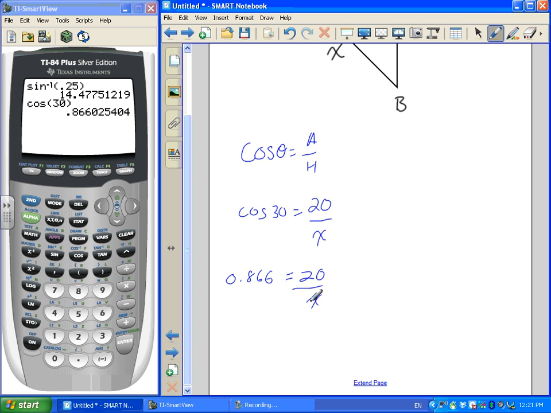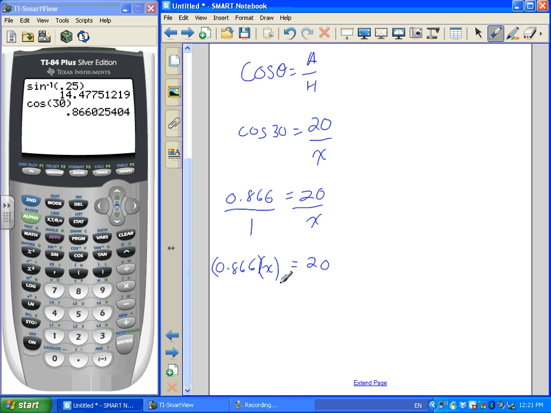Now this is the tough part where many of you guys are getting confused. I need to isolate x. X is by itself on the bottom of a fraction. So you can think of this as a fraction, in which case I'm going to cross multiply. But now when I cross multiply 1 times 20, what happens? It's just 20. But when I cross multiply 0.866 times x, I get 0.866x. You can think of them as multiplied by each other.